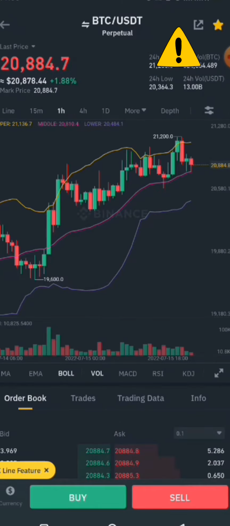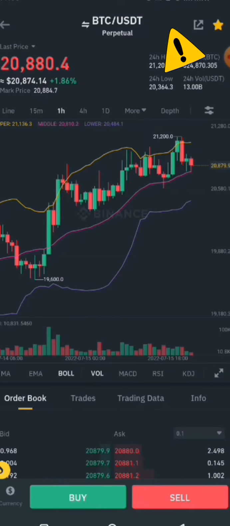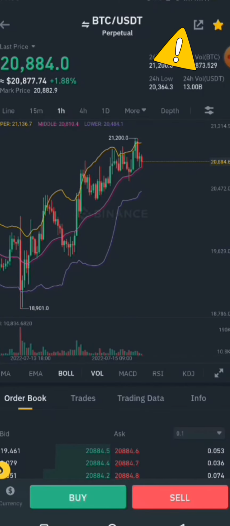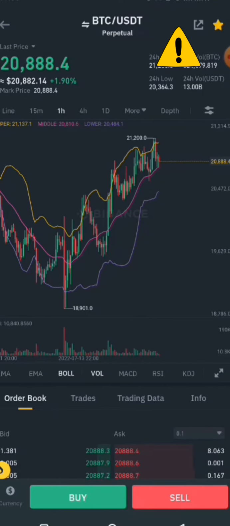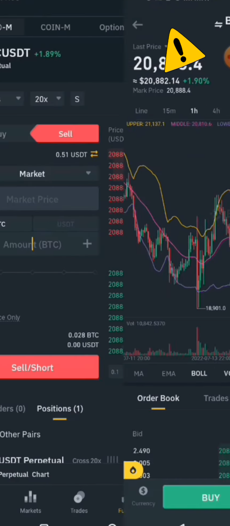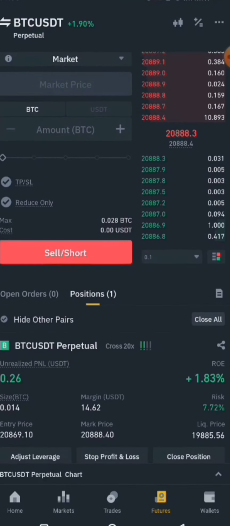Do not trade futures because of your emotions, or because you feel the market will go up or the market will come down. Make sure you do some technical analysis before entering any position. So with that, we can see that we're already on profit.